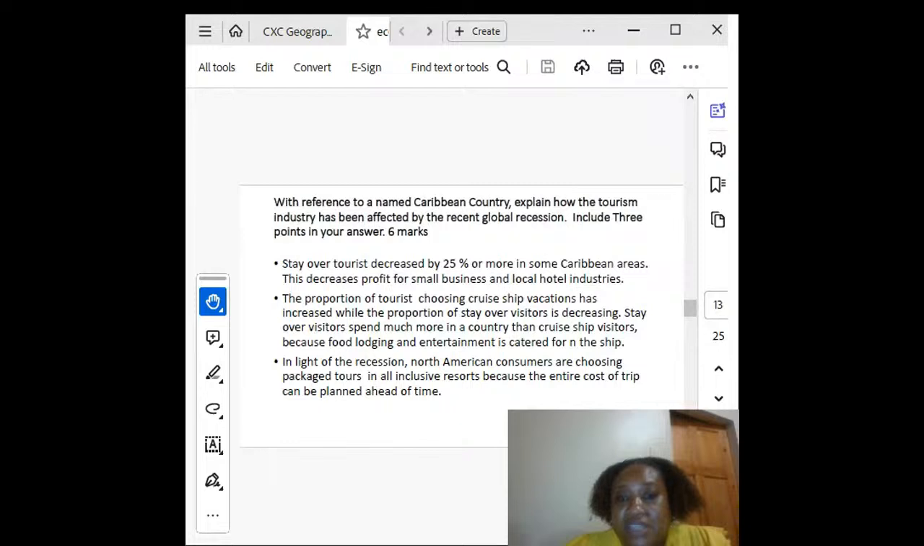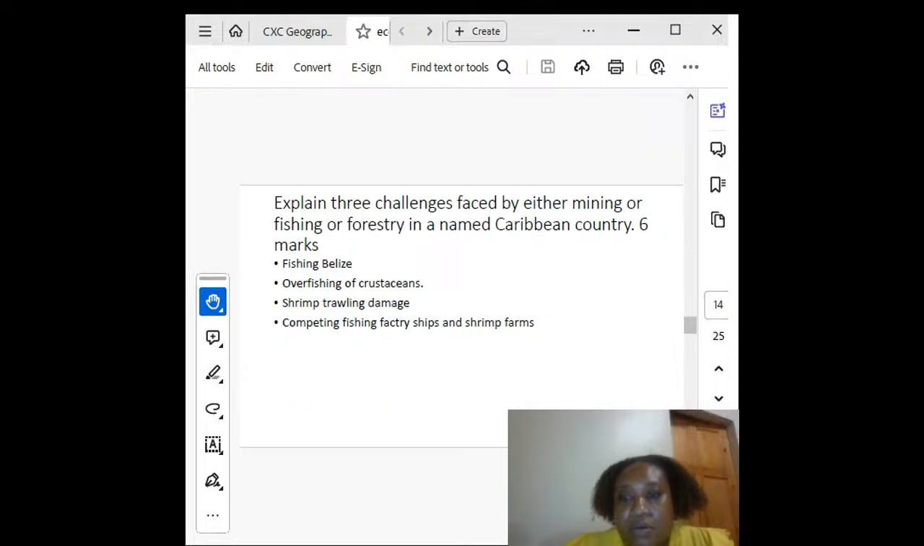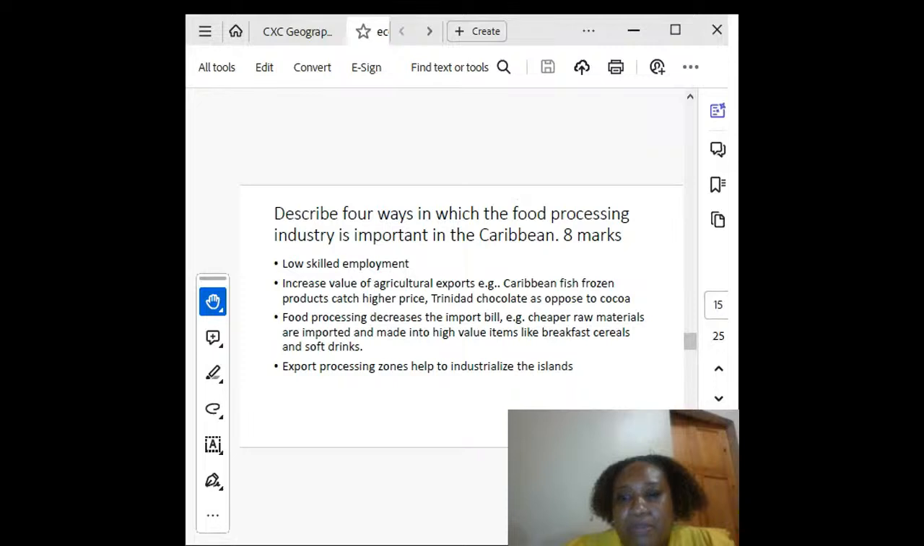In light of the recession, North American consumers are now promoting package tours and all-inclusive resorts so that you can plan ahead of time and pay over time. So again, some of the same questions, remember, they are repeated.